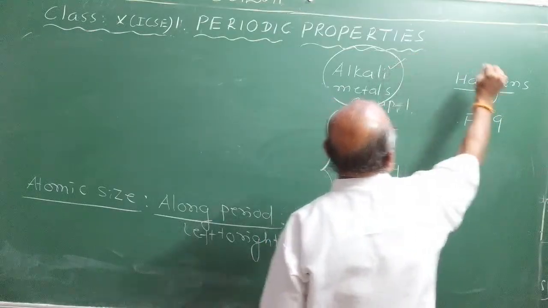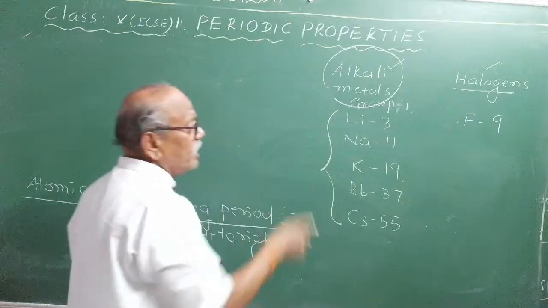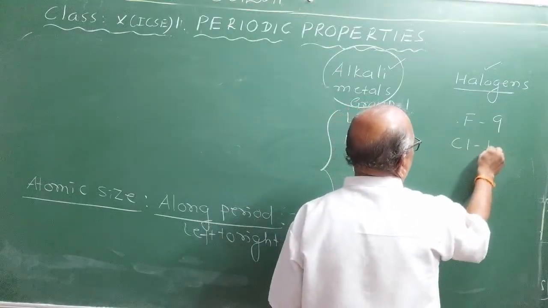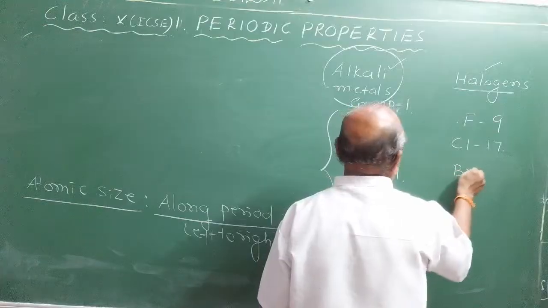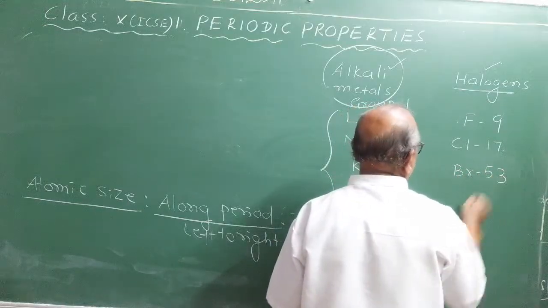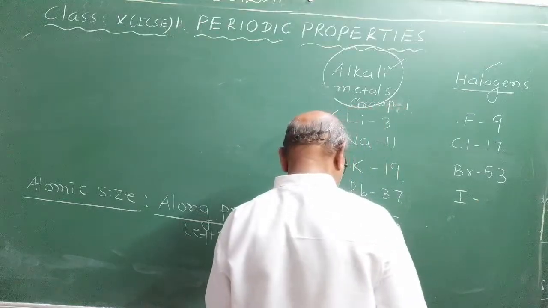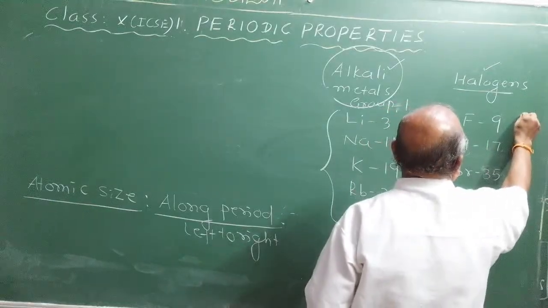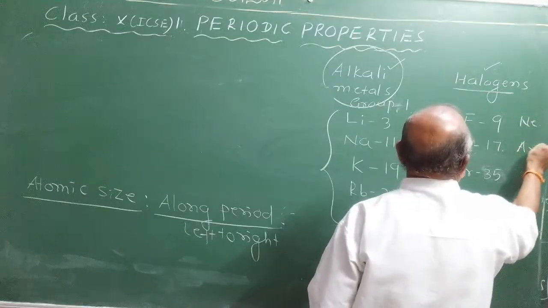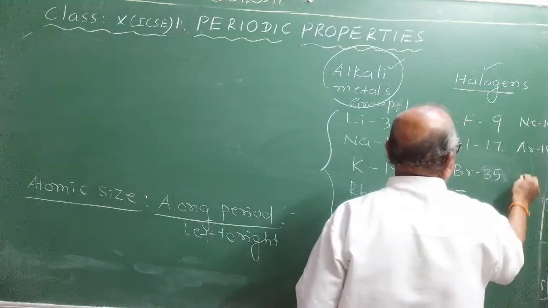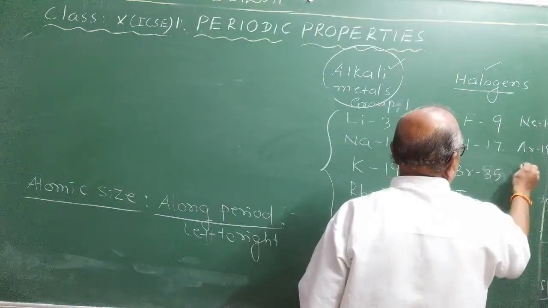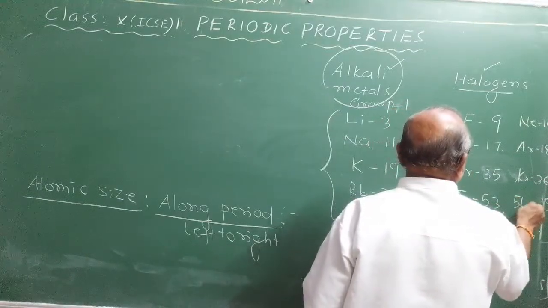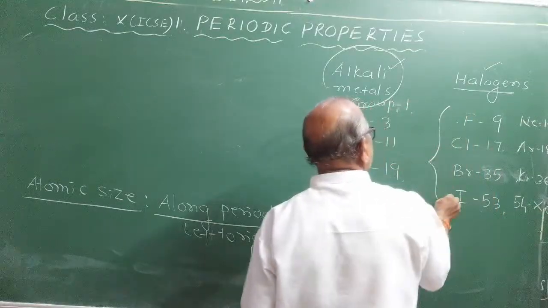With reference to alkali metals and halogens, you are supposed to study down the group, the periodic properties. Fluorine. Next you have chlorine, atomic number 17. Next you have bromine, 35. Next you have iodine. Because the next inert gases will be neon 10, argon 18, then you have krypton 36, iodine 53, because 54 is xenon. And only these you can remember.